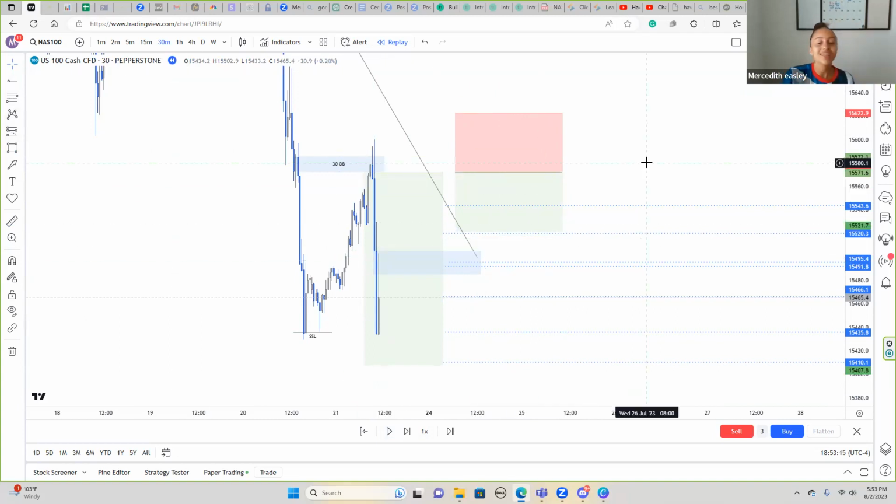All right. But that is just step by step how I pretty much trade Nas100 daily. I choose one of these two methods in how I trade it. It really just depends on what account I'm trading on.